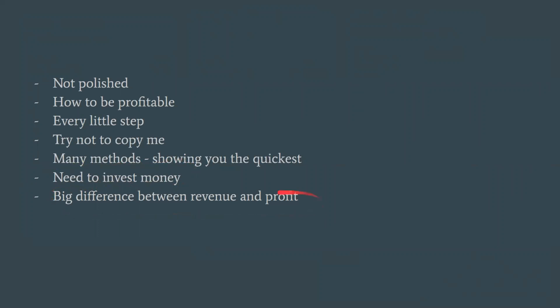And the other thing I really want you to realize, which I'm going to go over again and again and again, is there is a big difference between revenue and profit.